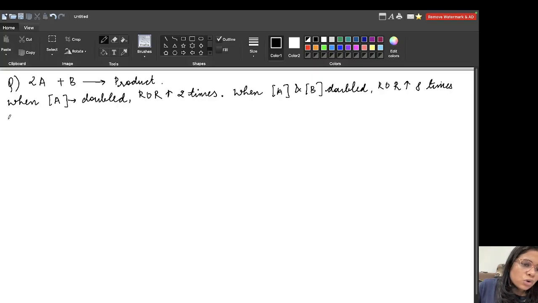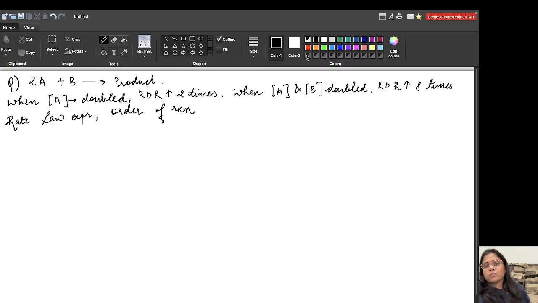So what you have to do? Write the rate law expression, and then find the order of reaction. Very easy. Just normal logic. How do you write the rate law expression? The rate of the reaction will be equal to K. What is happening when A is doubled?